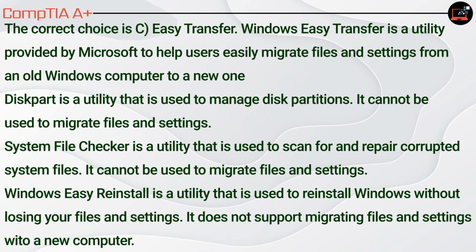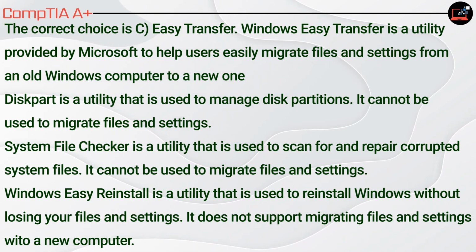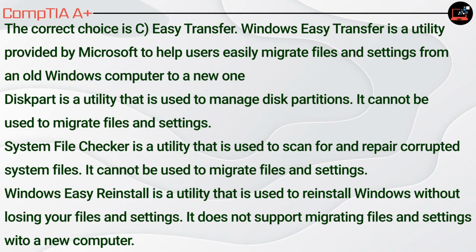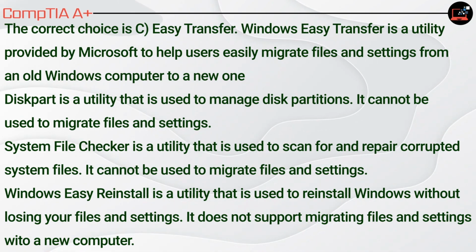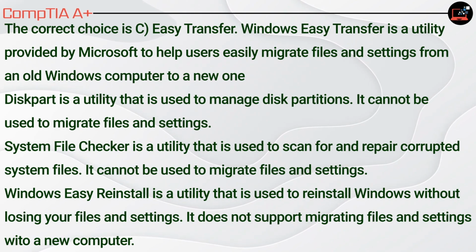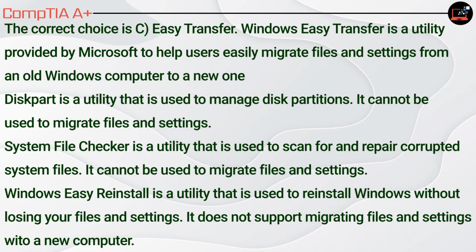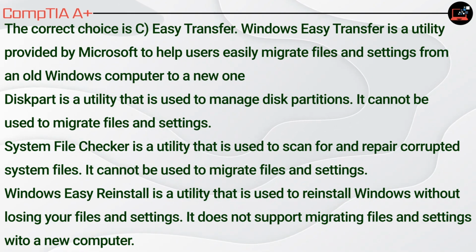The correct choice is C. Easy Transfer. Windows Easy Transfer is a utility provided by Microsoft to help users easily migrate files and settings from an old Windows computer to a new one. Diskpart is a utility that is used to manage disk partitions. It cannot be used to migrate files and settings. System File Checker is a utility that is used to scan for and repair corrupted system files. It cannot be used to migrate files and settings. Windows Easy Reinstall is a utility that is used to reinstall Windows without losing your files and settings. It does not support migrating files and settings to a new computer.